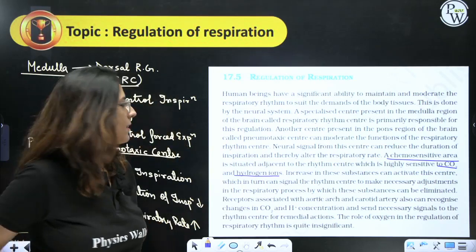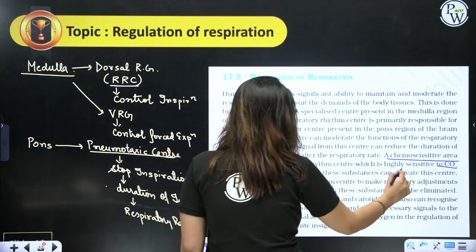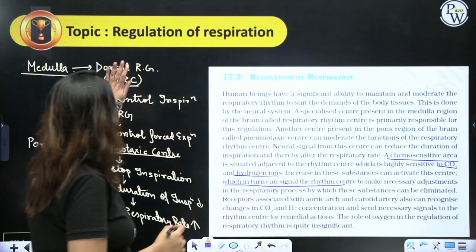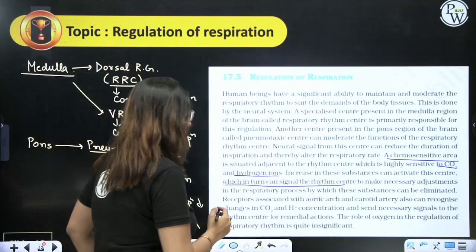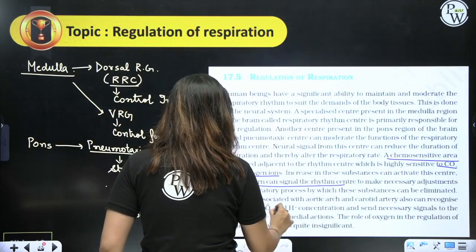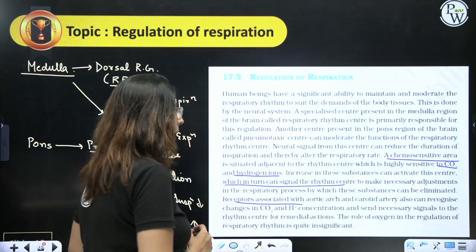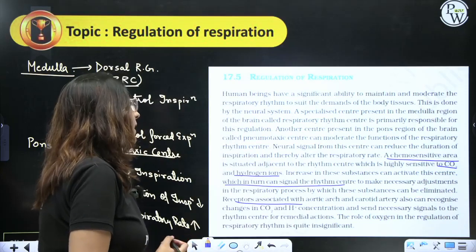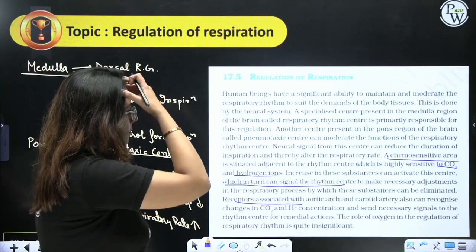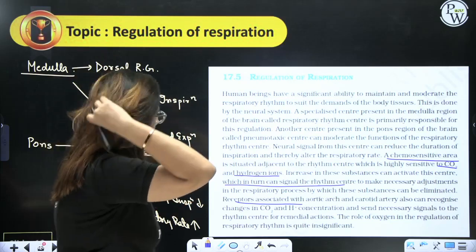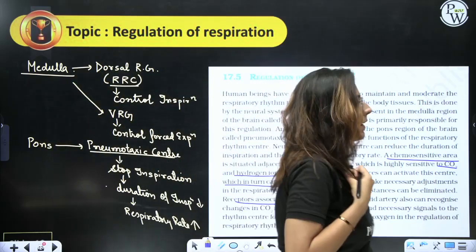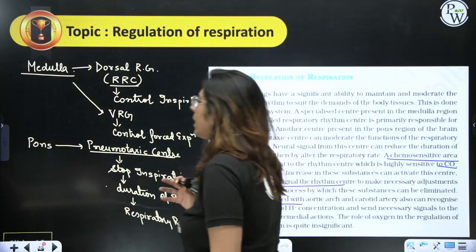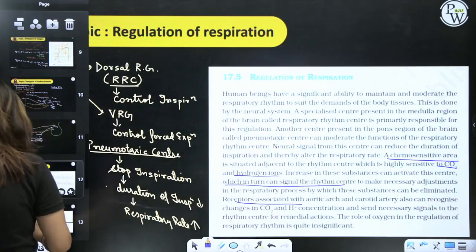Once they send the signal to the medulla, what will happen? Inspiration. An increase in these substances can activate the center, which in turn can signal the respiratory rhythm center. Receptors associated with the aortic arch and the carotid artery can recognize these changes in carbon dioxide and H plus ion concentration. The role of oxygen is insignificant. Clear? So, what is detected? Carbon dioxide as well as the H plus ion concentration.